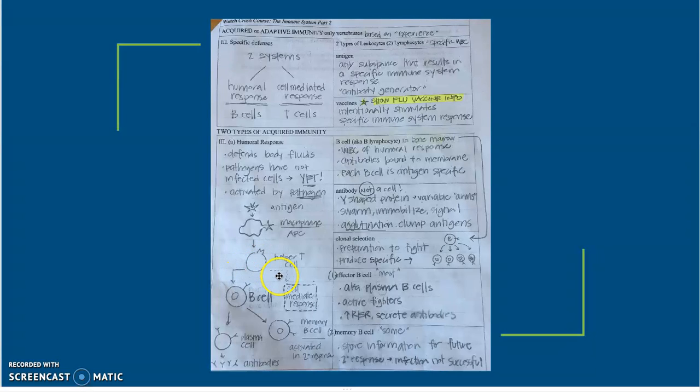Now, there's two things that this helper T cell is going to turn on, two different pathways. One pathway to protect infected cells. We're not going to talk about that one right now. We're going to talk about this pathway to directly interact with body fluids. And what it's going to do is activate what's called a B cell. So a B cell is a white blood cell, a type of leukocyte, and specifically a lymphocyte.